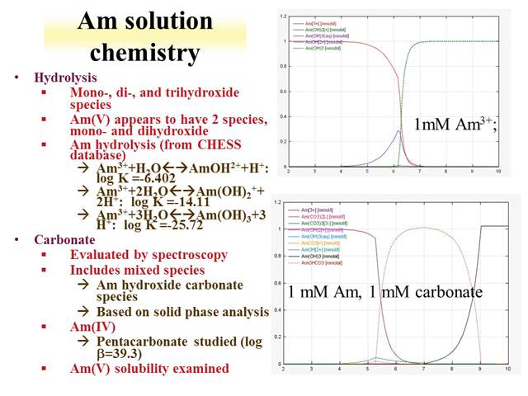In the presence of carbonate, as shown here, with 1 millimole of americium and 1 millimole carbonate, the mixed americium hydroxy carbonate species dominates from around pH 5.5 to around pH 8.5. These carbonate species were examined by spectroscopy, and these mixed species can be a very important dominant species. Americium-4 carbonates have also been examined, with the pentacarbonate species complexation constant evaluated, and the solubility of americium-5 carbonates has also been evaluated.